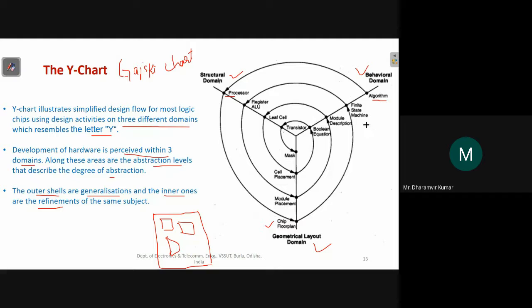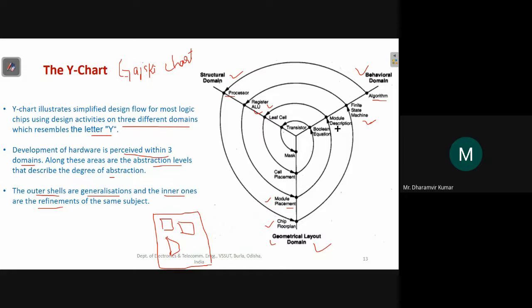The next step is the finite state machines, which are again a tool to describe or to design the sequential circuits. You might have studied about this finite state machine method. And parallel to this you'll find that there are registers and ALUs in the structural domain which need to be designed, and you'll find module placement in the geometrical domain. A chip will consist of several modules. A module will consist of several cells. So within each of these things, you will have to bother about how to place different modules in a chip, how to place different cells within a module. That's why placement is there everywhere. It's from the geometrical point of view.